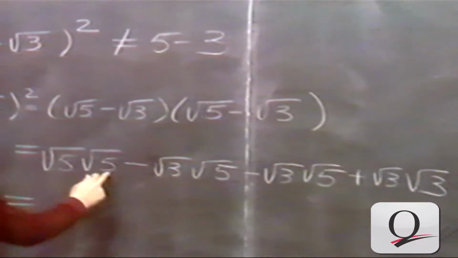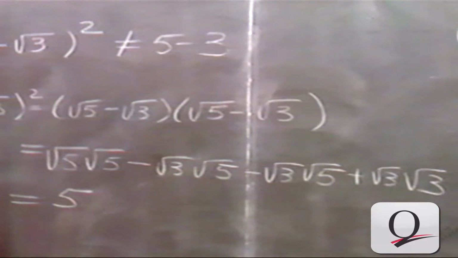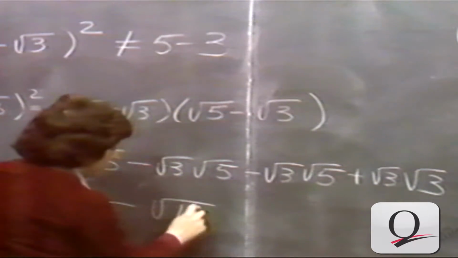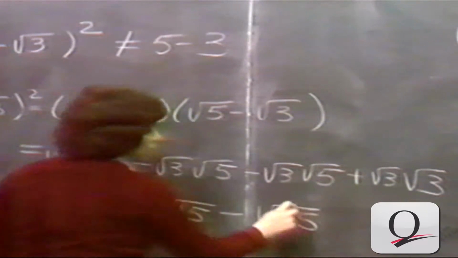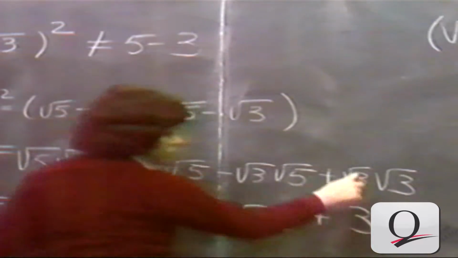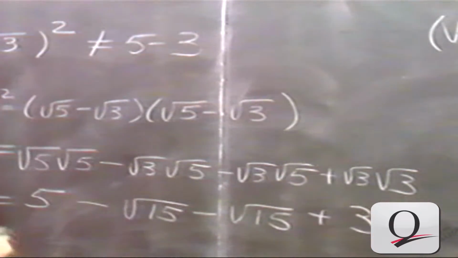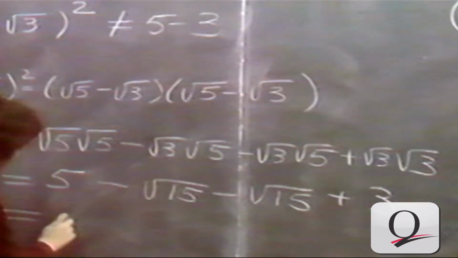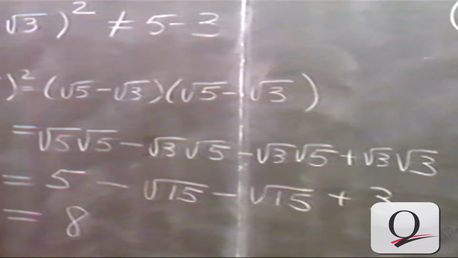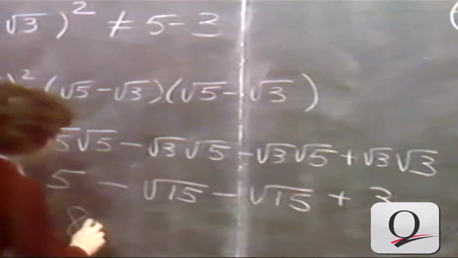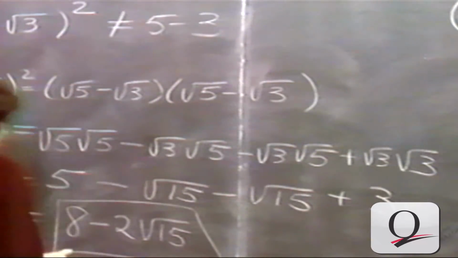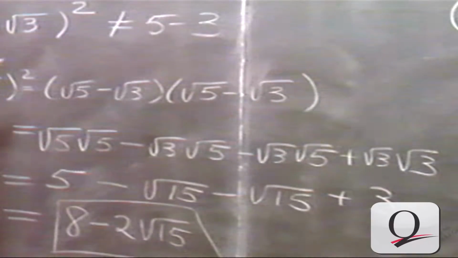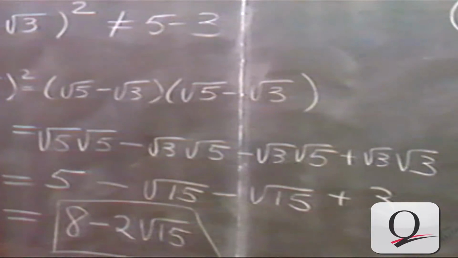Giving us, now, the square root of 5 times the square root of 5, that's just 5, minus the square root of 15 here, minus the square root of 15 again, plus 3, the square root of 3 times the square root of 3. And we can combine. We have 5 plus 3 giving us 8. Minus the square root of 15 minus the square root of 15 gives us minus 2 times the square root of 15. The answer is not 5 minus 3 or 2, but rather 8 minus 2 times the square root of 15.